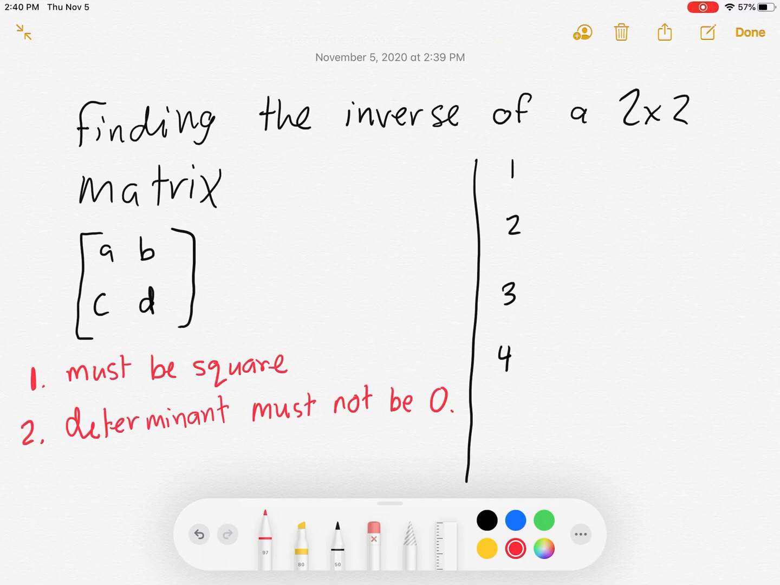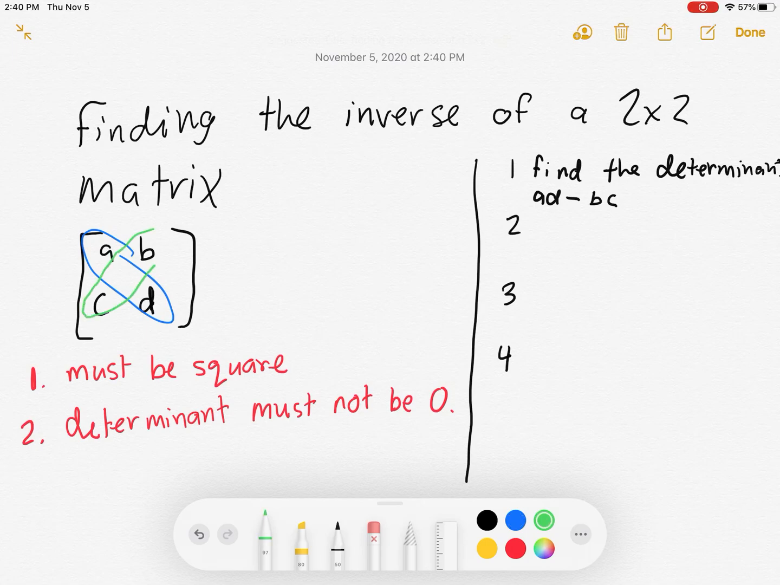Let's go through the steps of how to figure this out. Now, mathematically, it sounds very complicated, but the rules themselves are fairly simple. The first thing we've got to do is find the determinant. So remember, the determinant is found by going A times D minus BC. Remember, that's the main diagonal, subtracting out the other diagonal. That's the first step. If that is 0, you can stop and say it's not an invertible matrix.